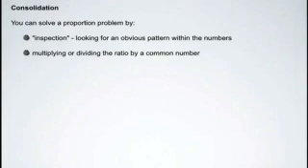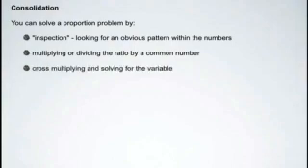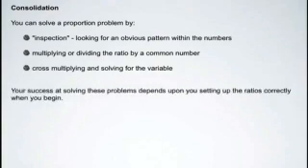Another way is multiplying or dividing the ratio by a common number. So looking at it and realizing, oh, if I divide both by 2 or some other number, I can end up at the second one, so I do the division. And cross-multiplying and solving for the variable. So setting up the ratios, then fractions, then cross-multiplying. The math itself can be fairly easy, especially if you have a calculator with you.